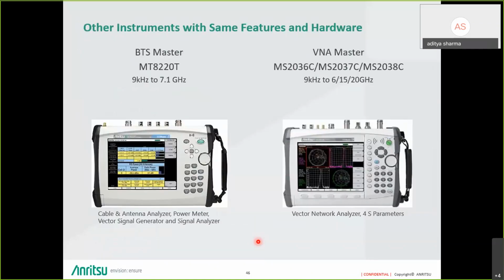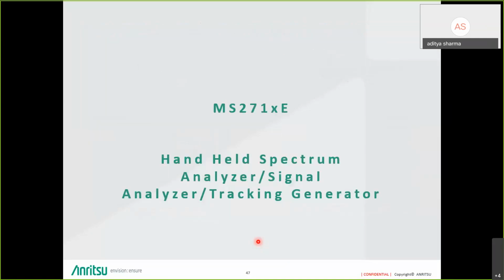These instruments have similar features to what we talked about in the T series. So BTS Master goes to 7.1 gigahertz. It has cable antenna analyzer, power meter, vector signal generator, and signal analyzer all together in a single instrument. Then VNA Master, which I talked about yesterday, has a VNA plus spectrum analyzer. It uses the same PCB of the T series, same spectrum analyzer, but it has a VNA itself with all 4 parameters, a full 2-port VNA.